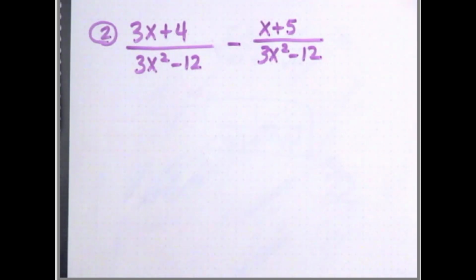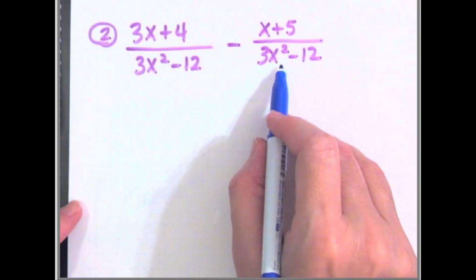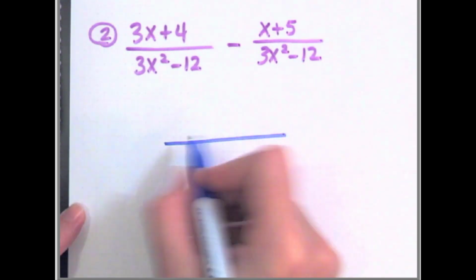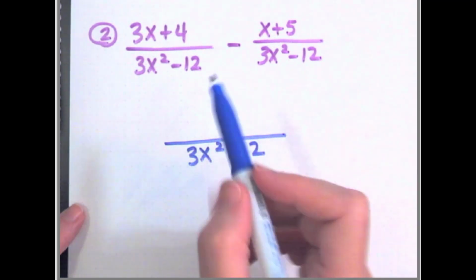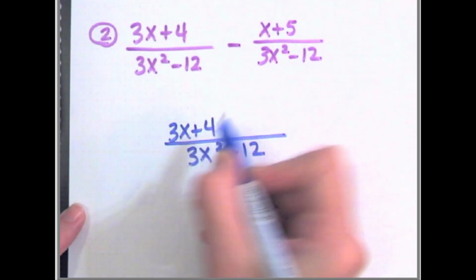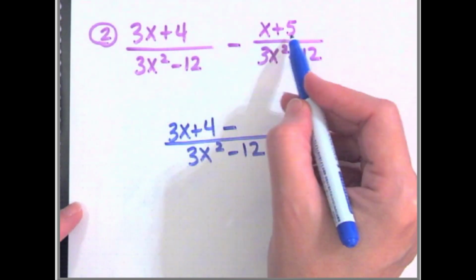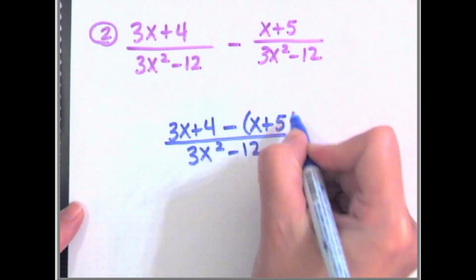So in number 2, we are subtracting. Again, if we have a common denominator, we're just going to be combining the numerators. So I'm going to go ahead and write down that common denominator. And then I'm going to write down my numerators. This time I have a minus, so I'm going to be subtracting that whole binomial. So I'm going to put that binomial in parentheses.